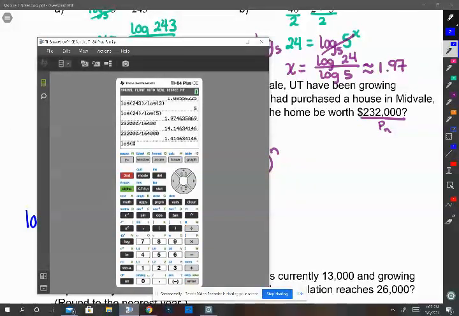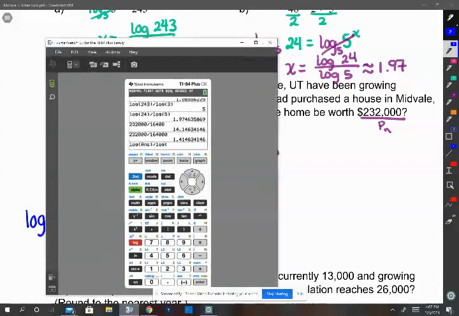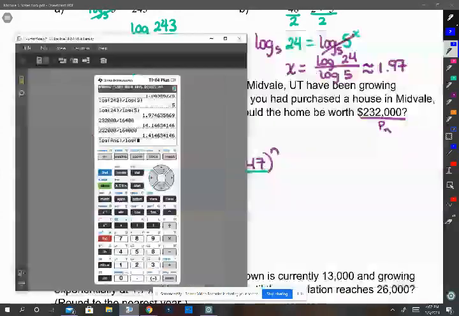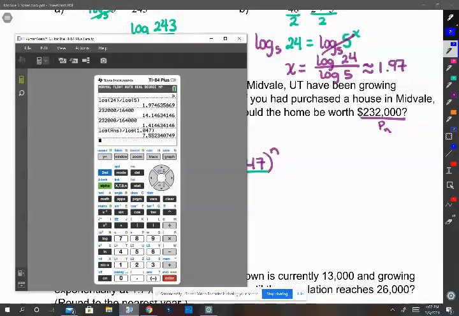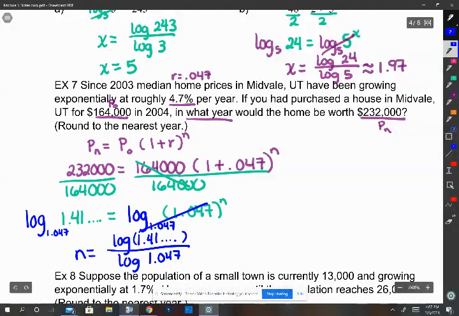So we're going to go second, negative 1, that puts our answer in, close your parenthesis, divide by log, and then we're going to put our value in, which was 1.047. So we're going to do log of 1.047. Whoops, that was not a 7. All right, close our parentheses. And so it tells us that it's 7.55. So this gives us 7.55.